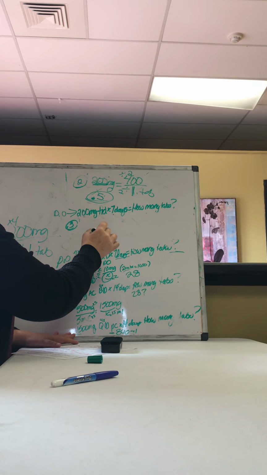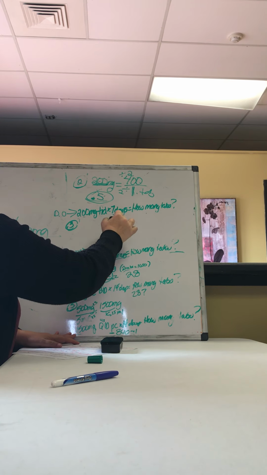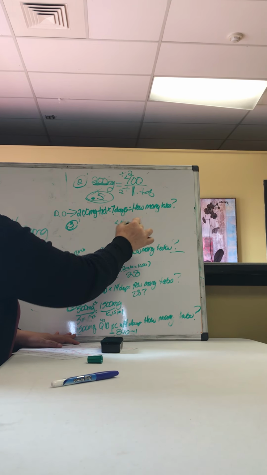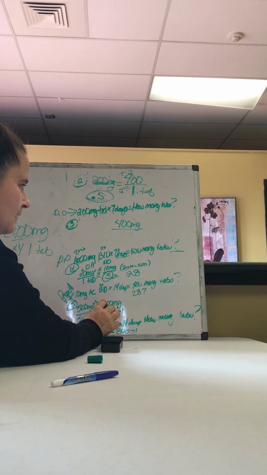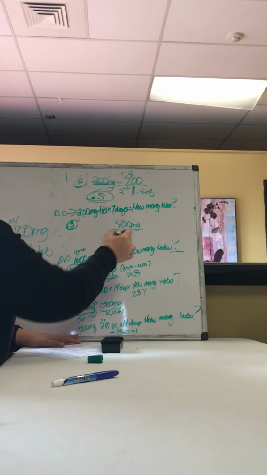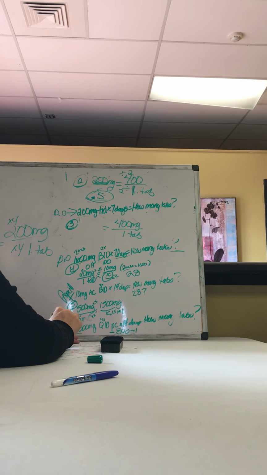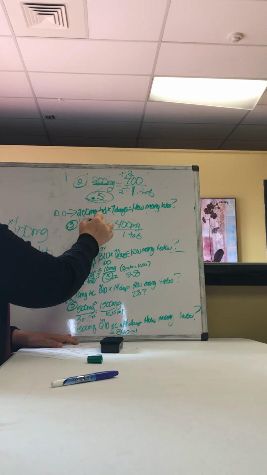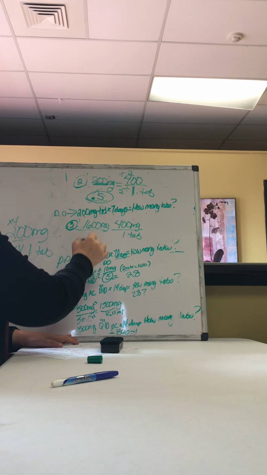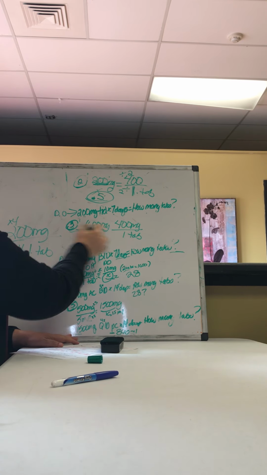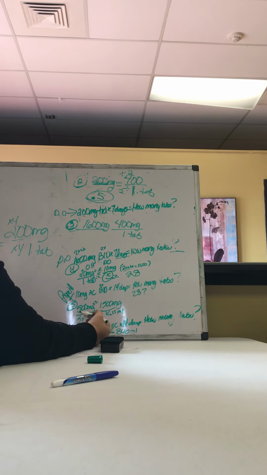At the pharmacy, we have 400 milligram tabs. In one tab, right? The doctor wants 1,600 milligrams. How many tabs does it take to make 1,600?